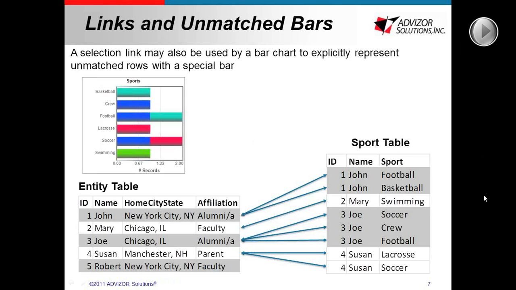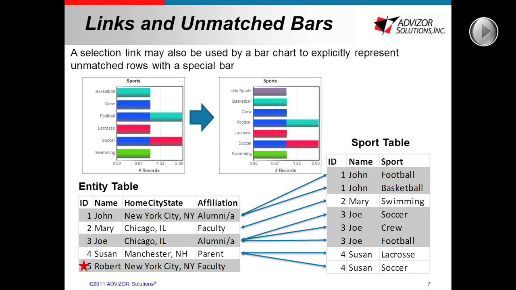A selection link may also be used by a bar chart to explicitly represent unmatched rows with an additional bar. So you can see that Robert doesn't have any sports records in the sports table. So many times you want to know who's missing from a table or who didn't participate in a sport. That's when you would use an unmatched bar, and it would look something like this.